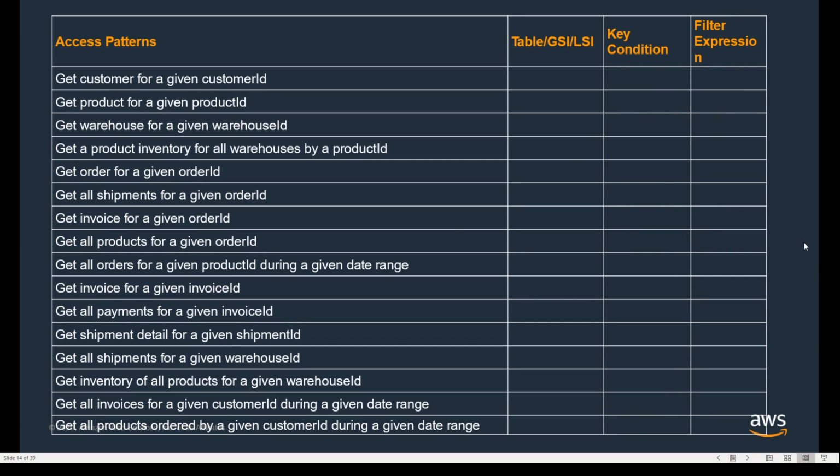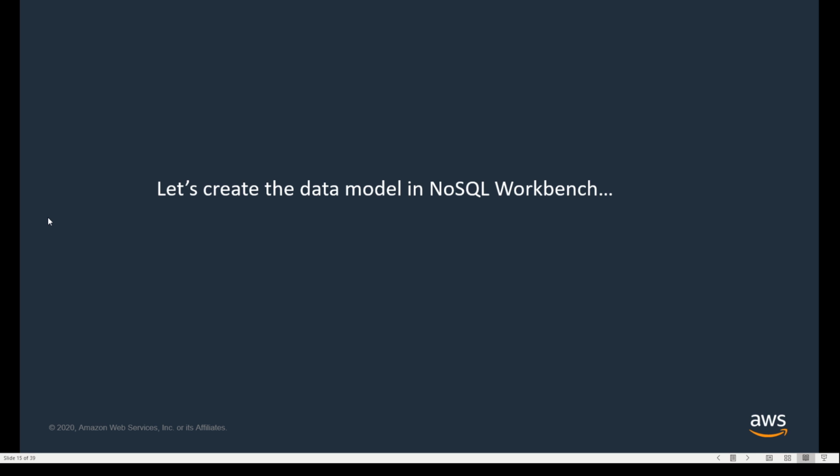What do those filter expressions need to look like to be able to produce the result that the application's actually looking for, okay? And so the first access pattern that we have is going to be, actually the first thing we're going to do is build this model in NoSQL Workbench and see what that actually looks like. So let's go ahead and do that.